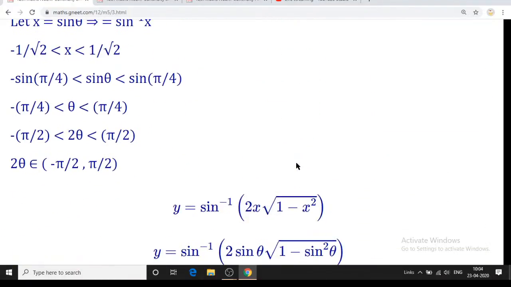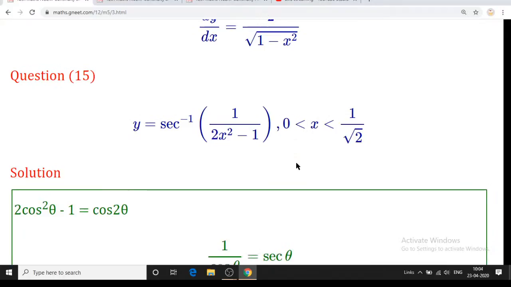Now we are going to solve one more sum. That is question number 15. Here what they have given: the question is y is equal to sec inverse of 1 upon 2x square minus 1, where 0 is less than x is less than 1 upon root 2.